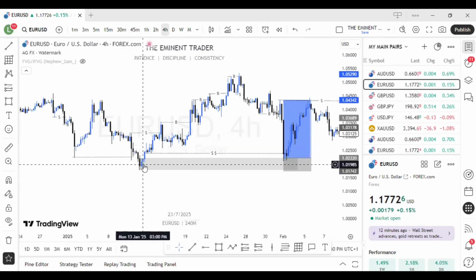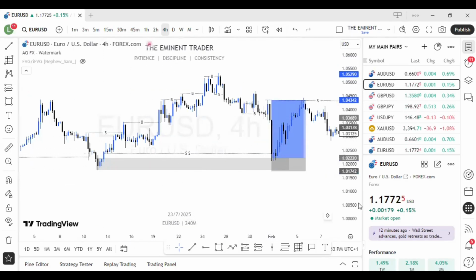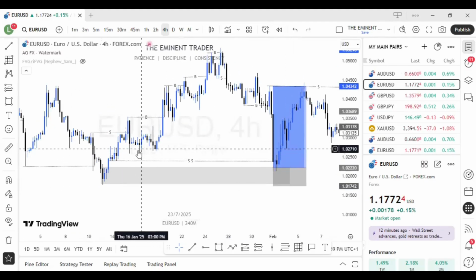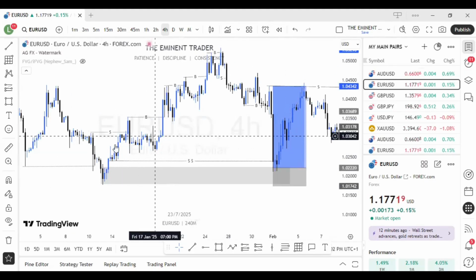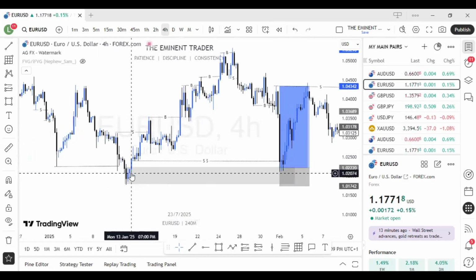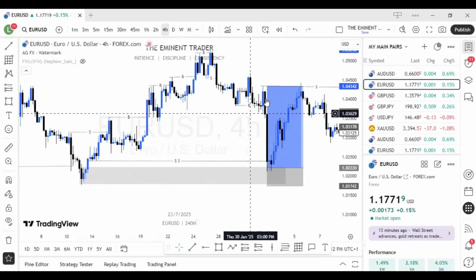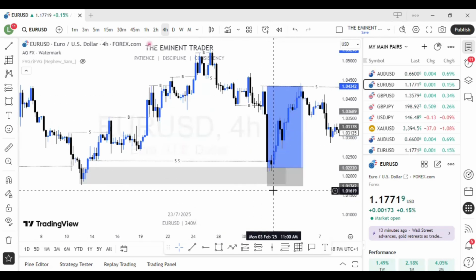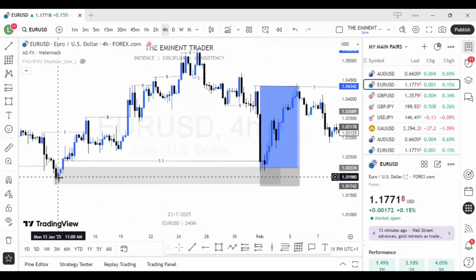You can clearly see the other block. There's inducement. And another thing again: how do you know that it is valid? You will clearly see that the other blocks before it are being mitigated. This one is clearly unmitigated and sitting pretty there. So anytime price comes there, it always reacts, especially on the higher time frame. It will always react because there are so many orders there.